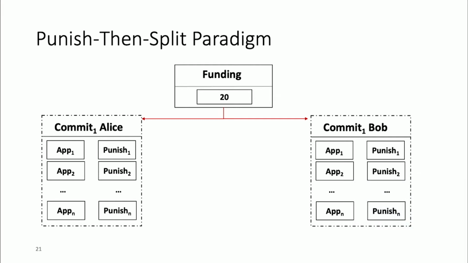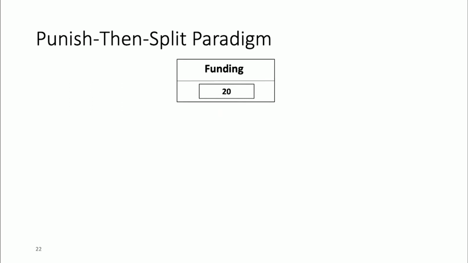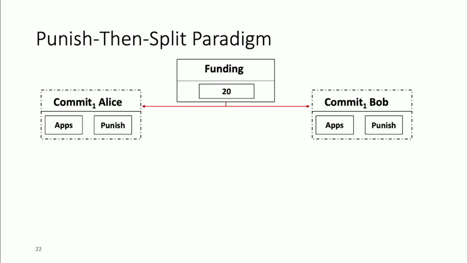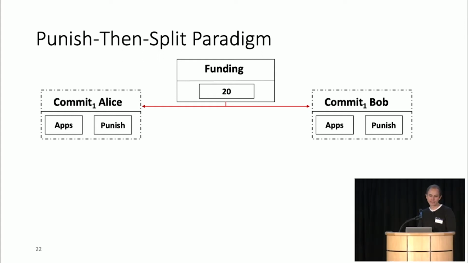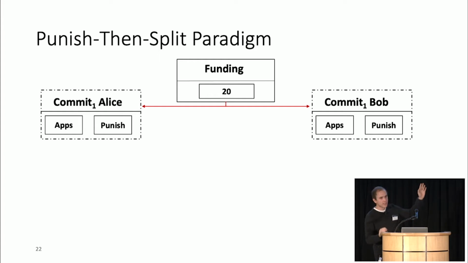So what we do is we take this existing scheme, and instead of doing it like this, where we have all the applications and all the punishments already in the commitment transaction, we first take care of the punishment, and then we split the funding into the different applications. So we call this punish and then split. As you can see here, we still have the two commit transactions, but instead of having all the apps within this transaction, we just have one output that has all the funds, and they can either go to the applications or to the punishment.